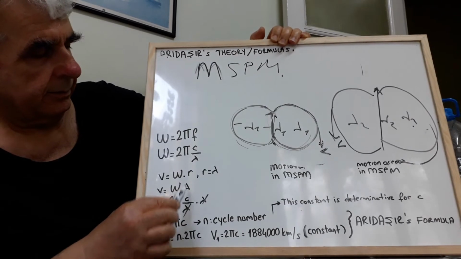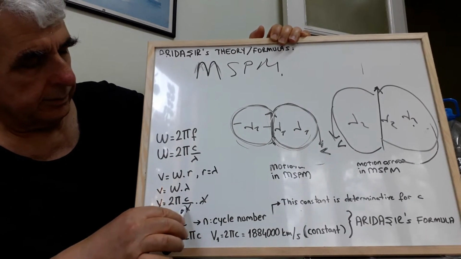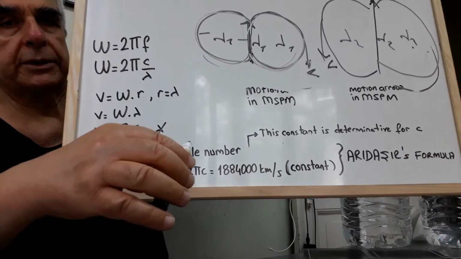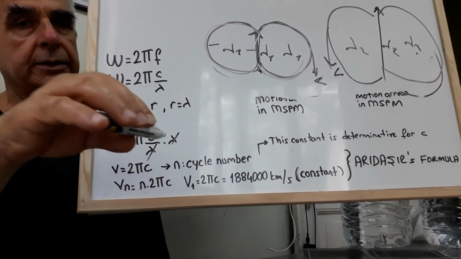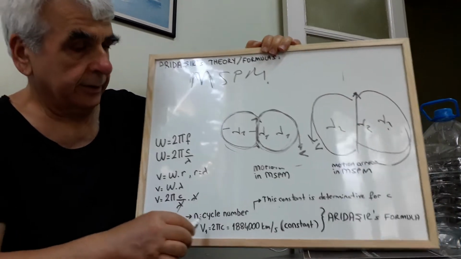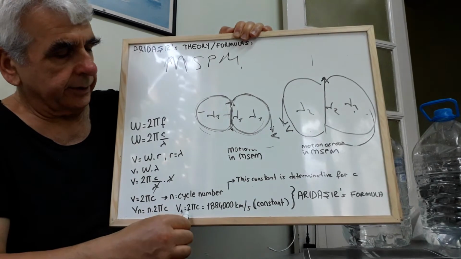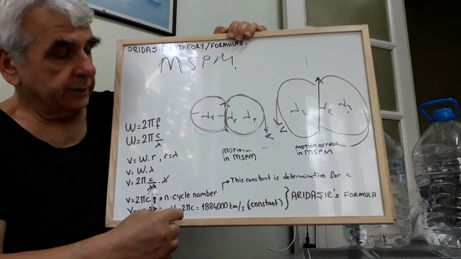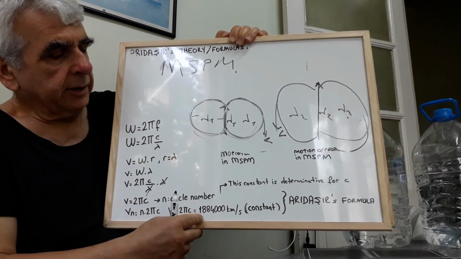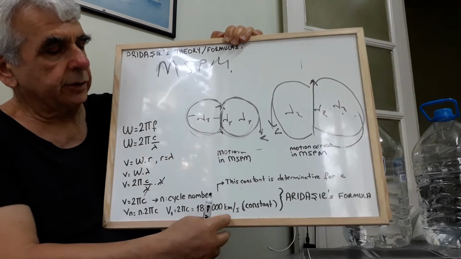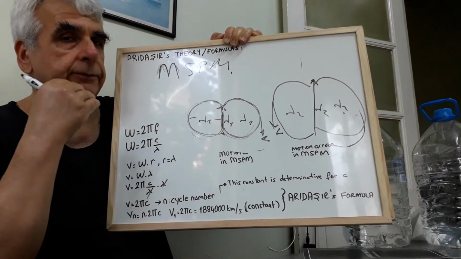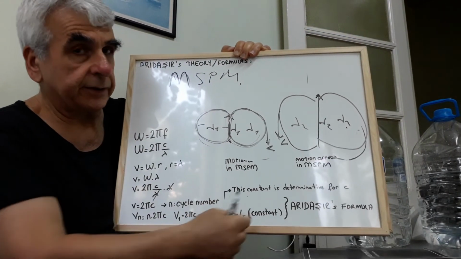Because of that, look at my formulas. Answer is that. And that first linear velocity is 2 pi c. This is my main formula. Is equal to 1,884,000 kilometers per second, approximately 6.3 fold of speed of light. And it is constant.